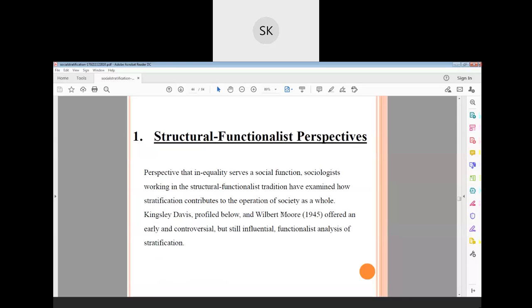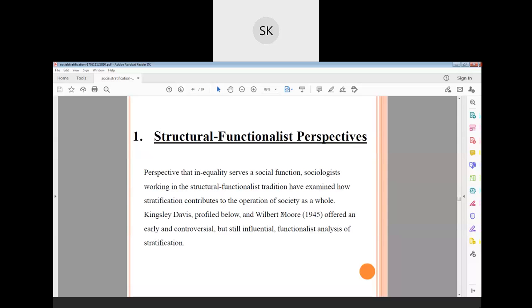For every society there is inequality, because only if inequality is there is the social function there. Even at a function you are attending, some people can sit in front, some people can sit on the stage. It is all there, right? Everywhere, even in normal functions, there is some discrimination, some differentiation. So sociologists working in structural functionalism have examined how stratification contributes to the operation of society, how it is running the society as a whole.